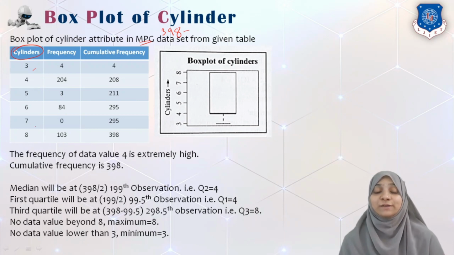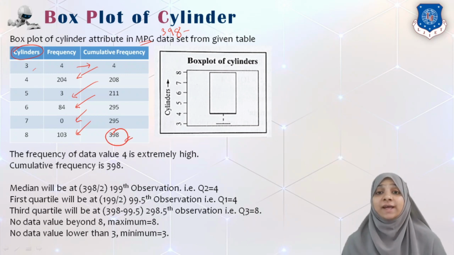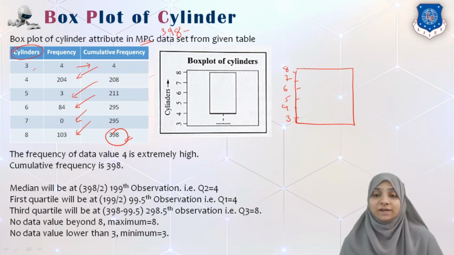We have prepared this frequency table. Now, what is cumulative frequency? Cumulative frequency is the sum of the frequencies of all previous entries. The last value of the cumulative frequency says that there are 398 rows available in the given data set. We need to make a box plot of this particular data set. Now, don't look at this particular diagram. I will draw a box plot for you here. The number of cylinders starts from 3. We have 4, we have 5, 6 cylinders, 7 cylinders, and at the end we have 8 cylinders.